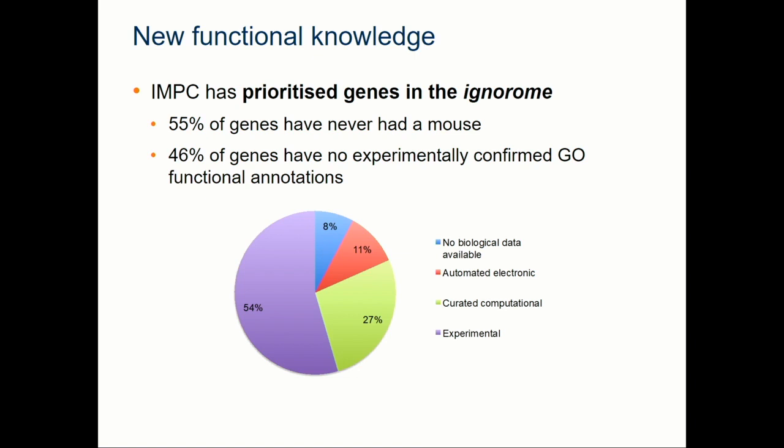For instance, 55% of the genes, at least in release 5, had never had a mouse produced before. And for 46% of the genes, there was never any experimentally confirmed data in the gene ontology functional annotations, basically meaning that no one's published anything on this gene with an experimentally validated functional association.